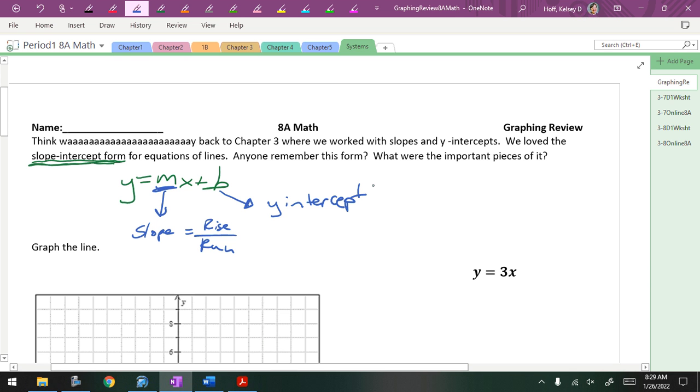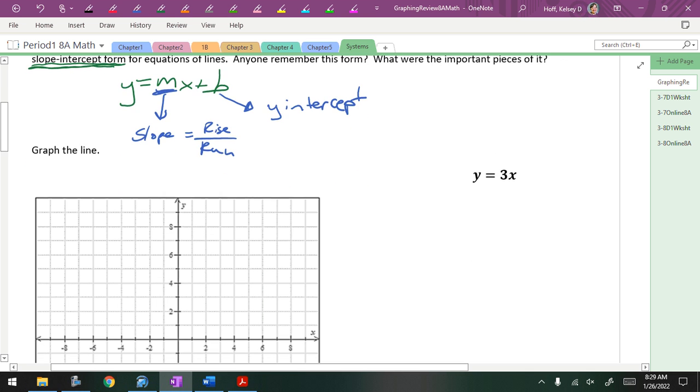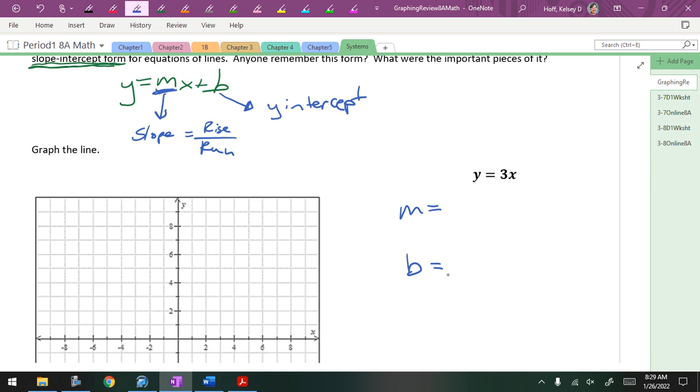First thing we do is we look at our equation and we check, is y by itself? In my equation, y equals 3x, is y by itself? Yes. So when y is by itself, you can tell me the slope and you can tell me the y-intercept. Somebody tell me either one of those from that equation. The m is your 3. The number in front of your x is your 3, which we always write as a fraction, so 3 over 1.